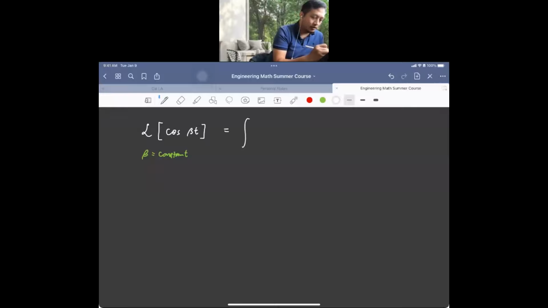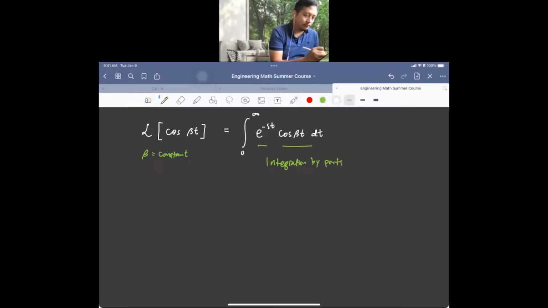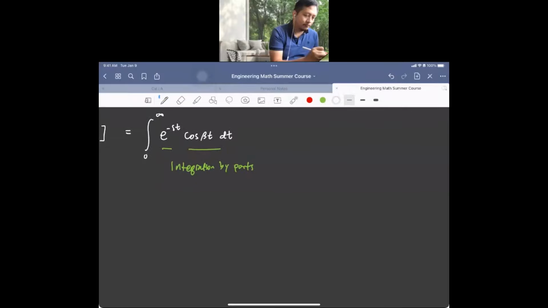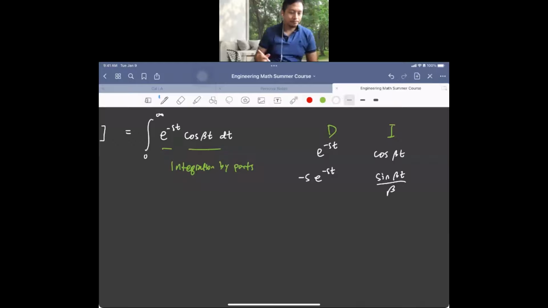Okay, let's start with the integral of e negative st and cosine beta t dt. Okay, same thing, integration by parts. Now we have cosine, we have e. Both of these we can differentiate and integrate many times, right? But let me just write the cosine to integrate, and differentiation is just e. This will result in negative s e negative st. This will result in sine beta t over beta.